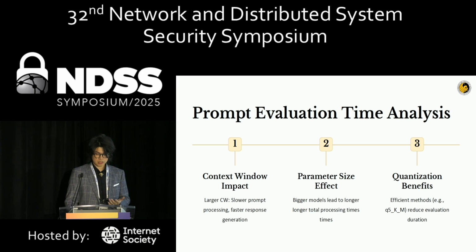So a larger context window can slow the prompt analysis phase, but speed up the response generation phase. Bigger models like Llama 2 70B are inherently slower. Quantization like Q5_K_M cuts this time down, striking a balance between performance and resource demand.